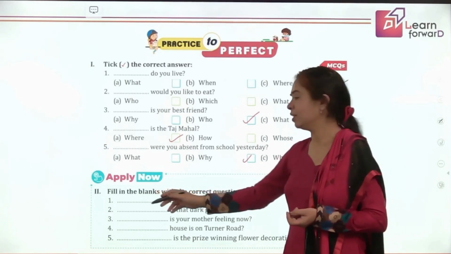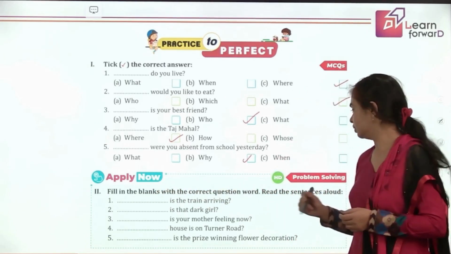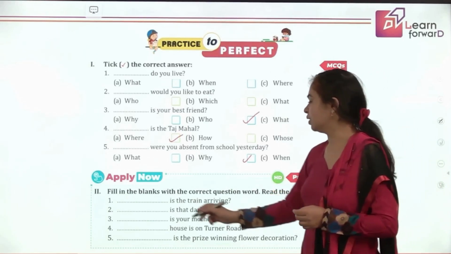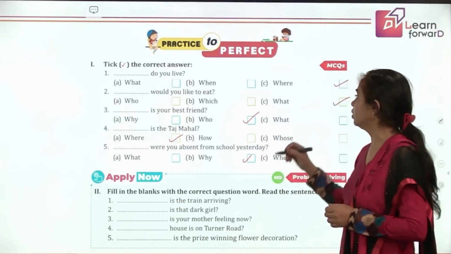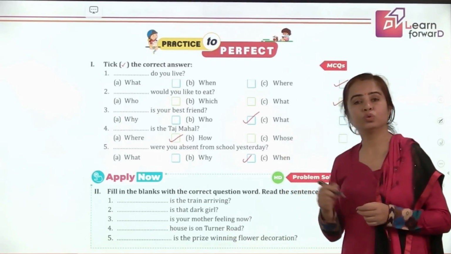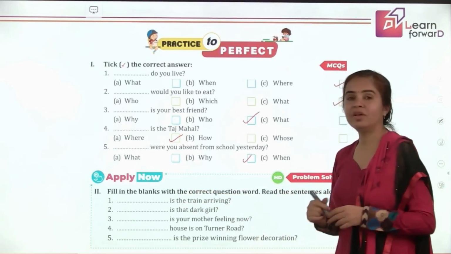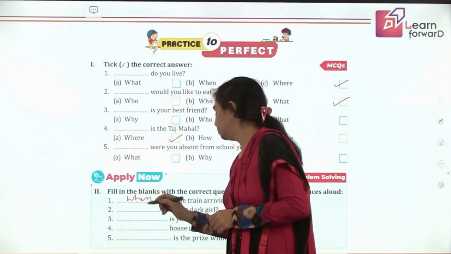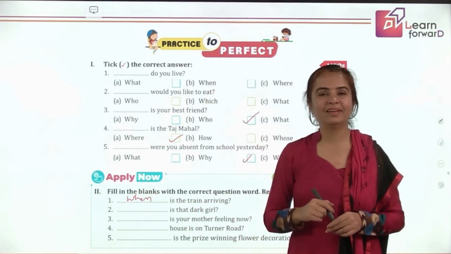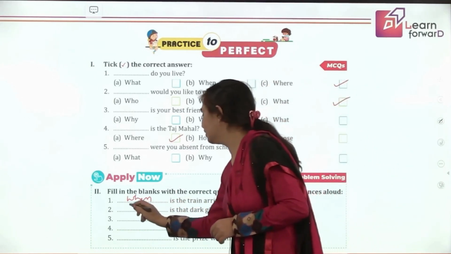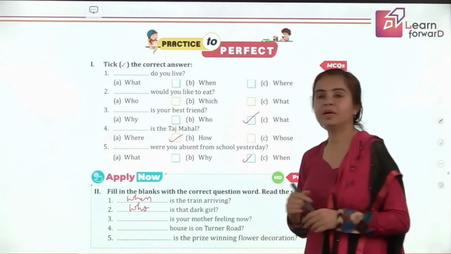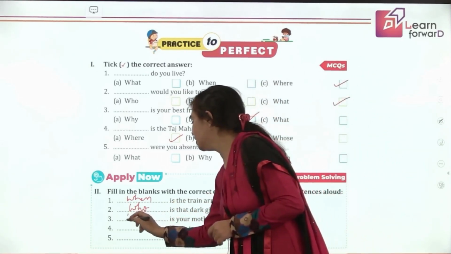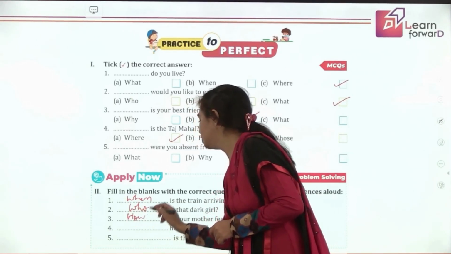Now coming to the next, apply now. We have to fill in the blanks with the correct question word. Read the sentences aloud. Dash is the train arriving. We know what the question words are: what, when, where, why, who, whose, whom. So let's see. When is the train arriving? Good answer. Dash is that dark girl. Yes. Who is that dark girl? Very good. Dash is your mother feeling now. You want to know about her well-being, so you are saying, how is your mother feeling now?